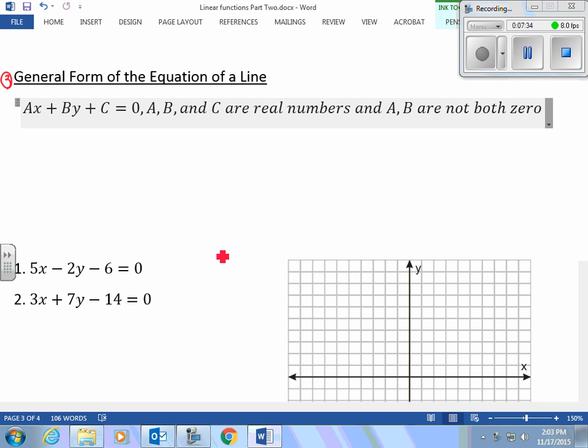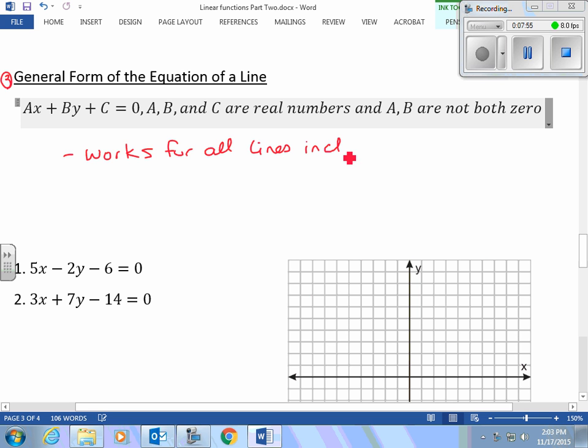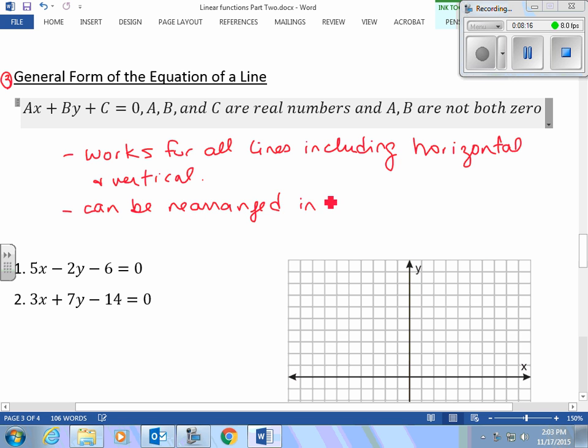So we're going to look at how to graph those lines, okay? All lines, including horizontal and vertical, can be written in this format. So it works for all lines, including horizontal and vertical. Also, any equation in this format can be rearranged into that y equals mx plus b format, our slope-intercept format for easy graphing.